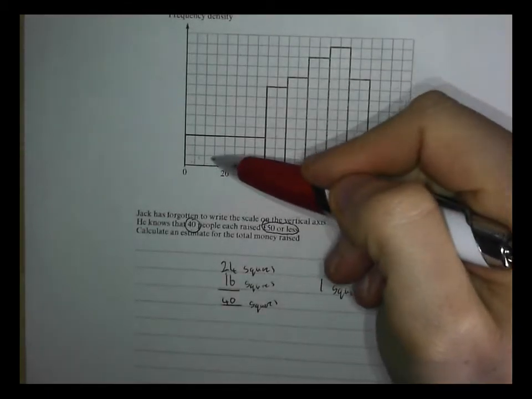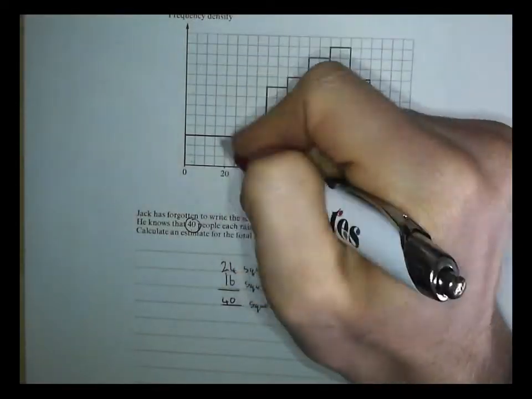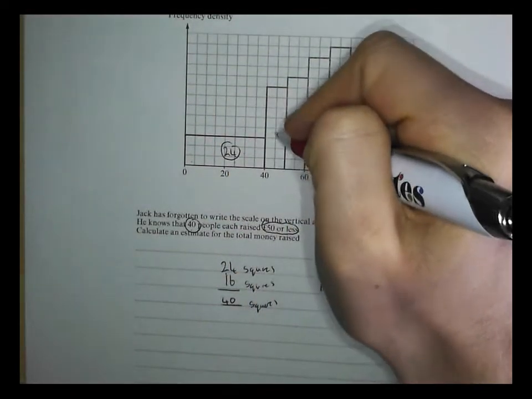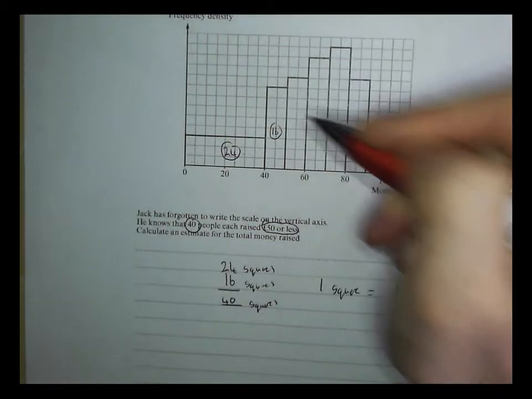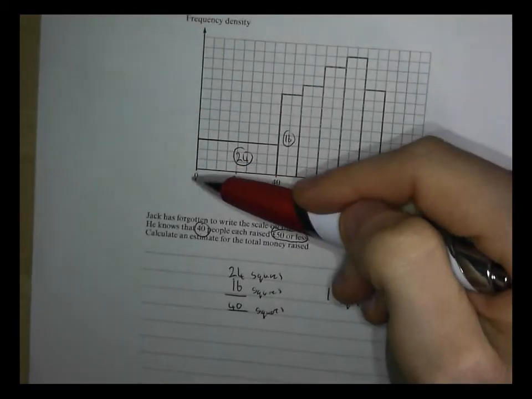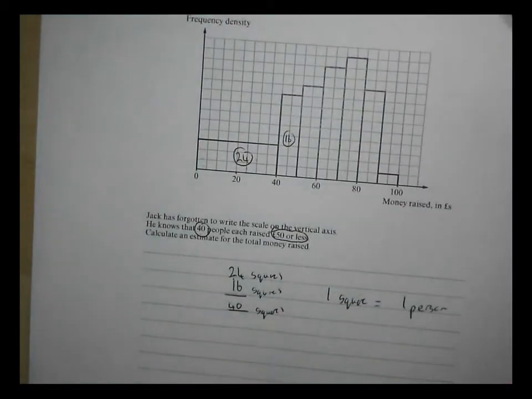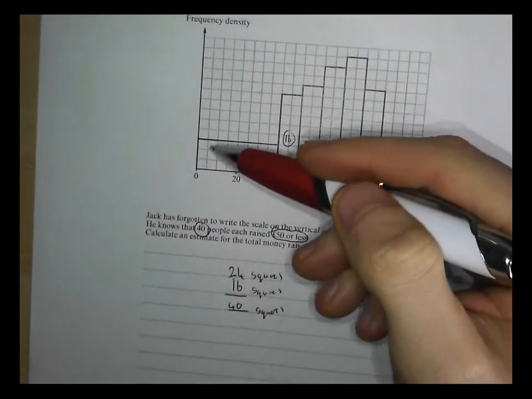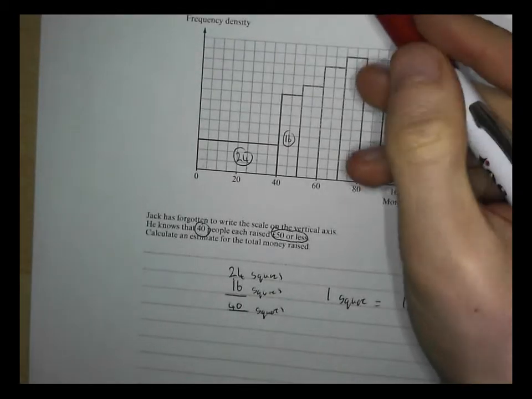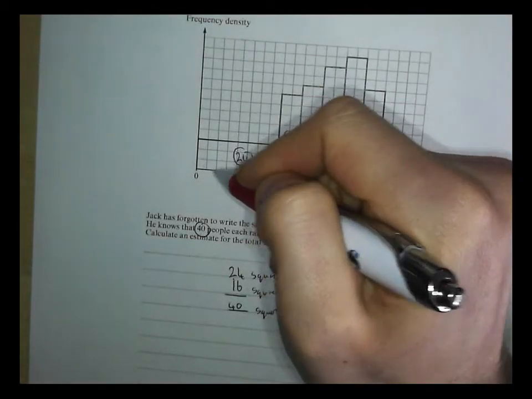Now that's really useful because we've now got how many are in each group. If this has got 24 squares in it, then I know the area of that's got to be 24. And if this has got 16 squares in it, I know the area of that's got to be 16. So I can actually work out the answer to this without ever having to work out the frequency density, because I can just count the squares. I'll show you how to work out the frequency density just in case you want it, just to double check.